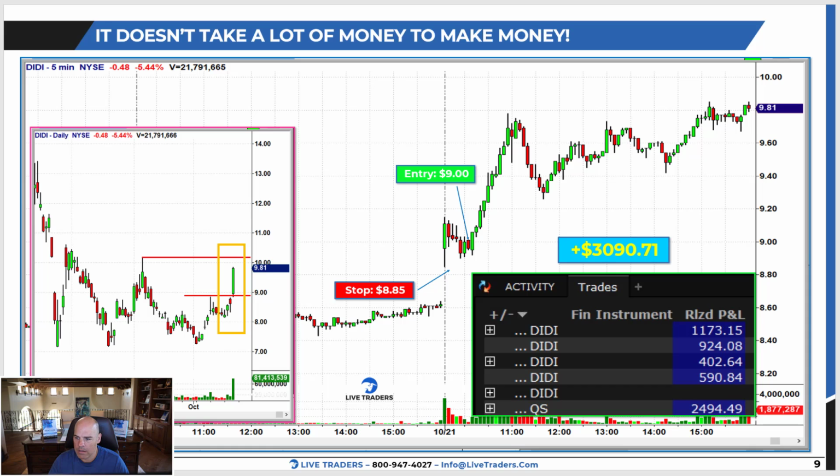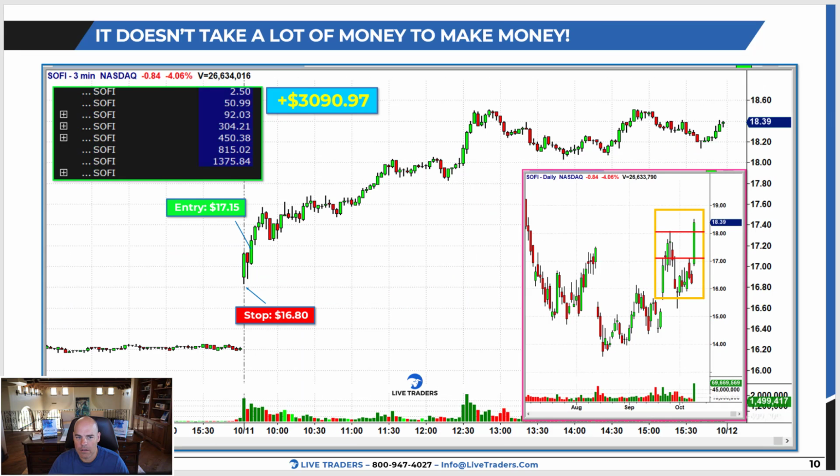Let's do it again. What about SoFi? Another $3,090. This is gapping over 2 red bars and room to $18. 17.15 by 16.80. Rip. I mean, it went from 17 to 18.50. There's another $3,000. So let's go to here.